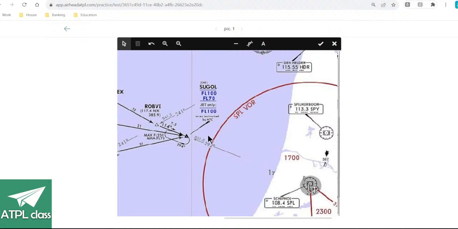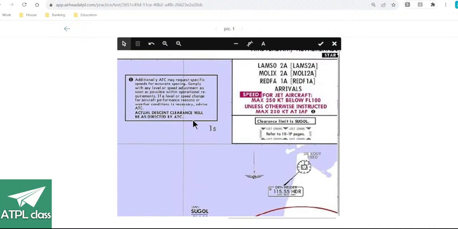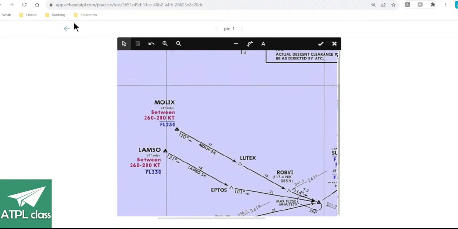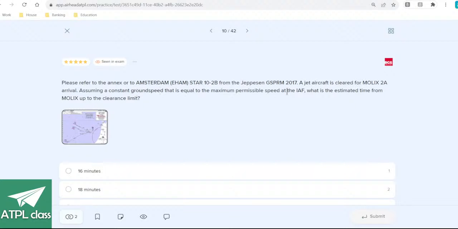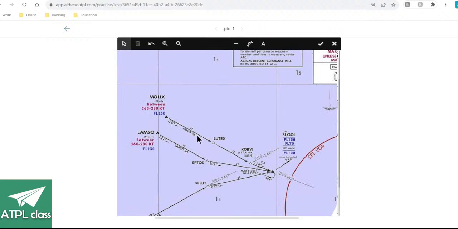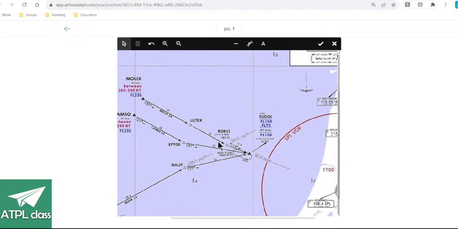It's giving us some altitude constraints, nothing necessarily in terms of speed, but here we go. Unless otherwise instructed, max 250 knots at the initial approach fix. So we're going for a speed of 250 knots. Write that down. 250 knots. And we're going to calculate the distance from Mollix. We're assuming constant ground speed equal to the maximum permissible speed at the initial approach fix, maximum 250 knots, which we keep from Mollix to the clearance limit. So from Mollix, it's 70 miles, plus a further 13, that's 20, 30, plus 7.5 is 37.5.